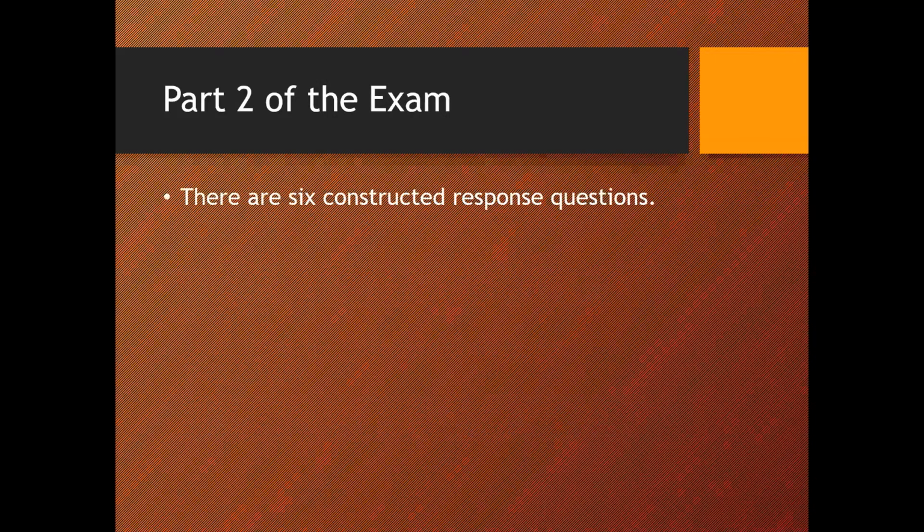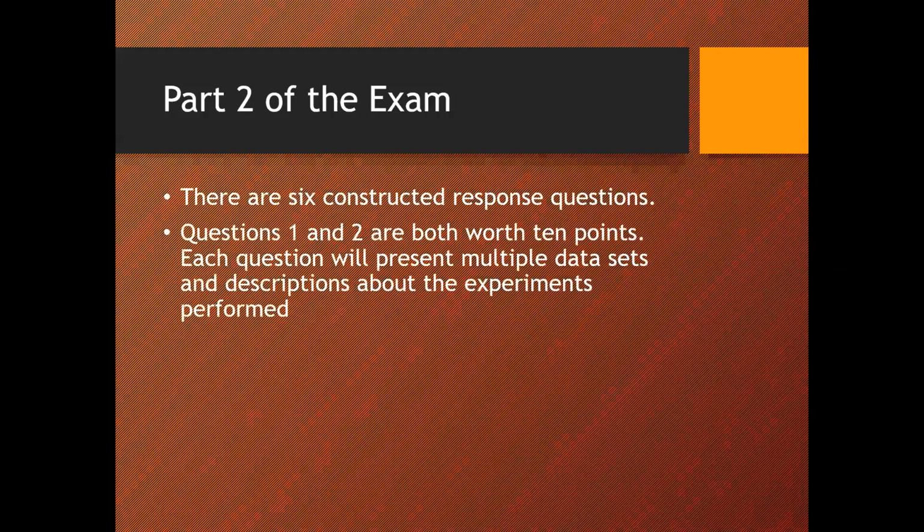So part two of the exam, as I said, is 6 constructed response questions. They suggest that you spend a certain amount of time on each question so you can get to all of them. For questions 1 and 2, they would expect you to spend about 20 minutes per question. And then for questions 3, 4, 5, and 6, they would ask you to spend about 10 to 12 minutes per question. So 1 and 2 are both worth 10 points each.